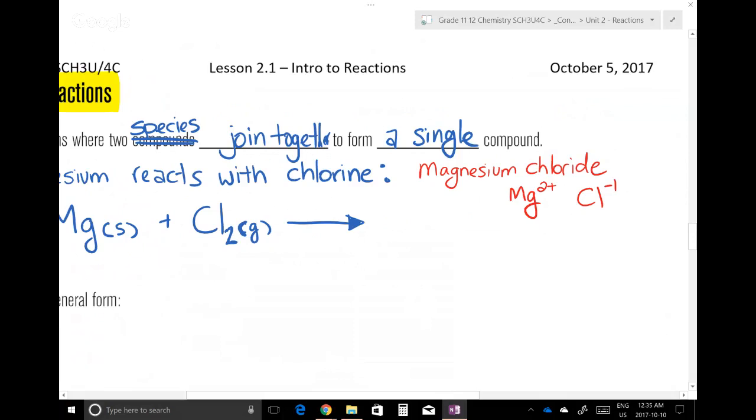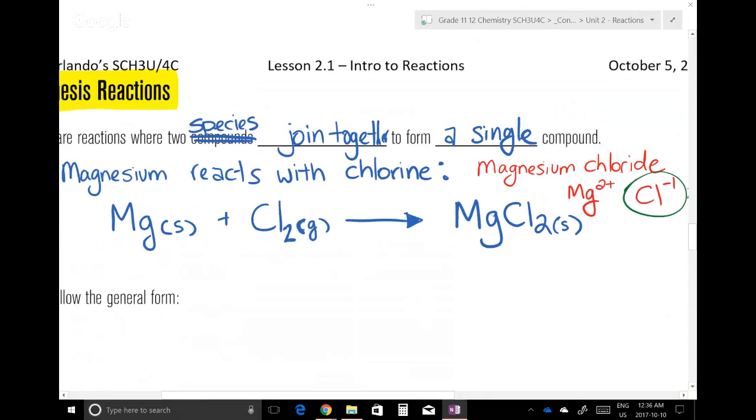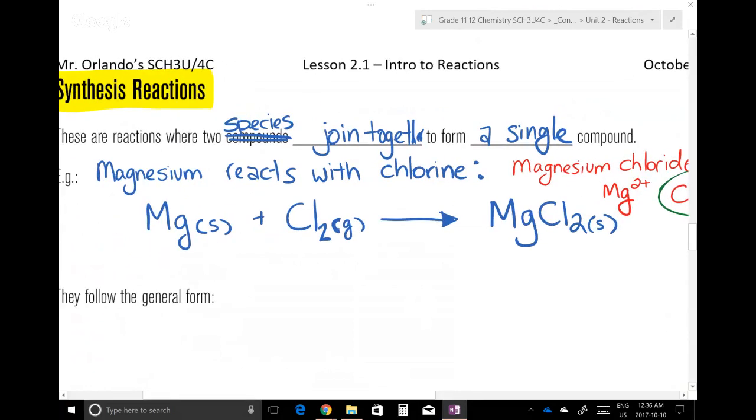-1. So now what do I need? Well, I need 2 of these, right? So the negative charge balances the positive charge. And so the formula of our product will be MgCl2. That's actually going to be a solid. And we, of course, always have to make sure our equations are balanced. Is this equation balanced? Take a moment and take a look. And, of course, it is.